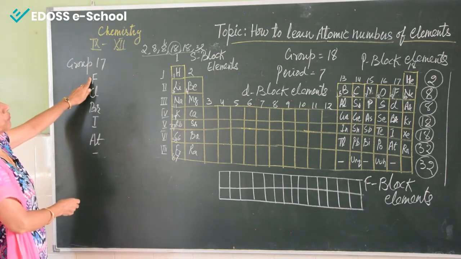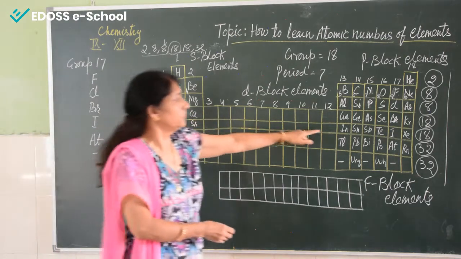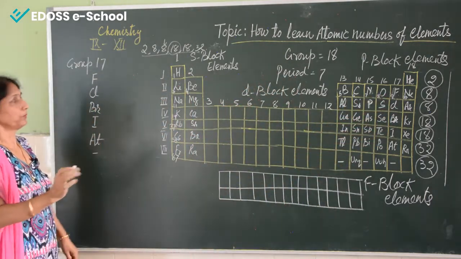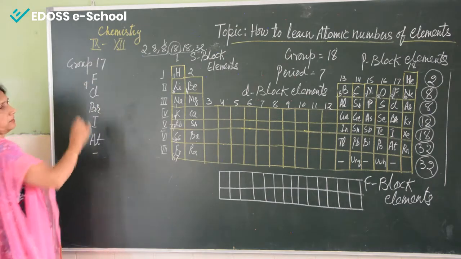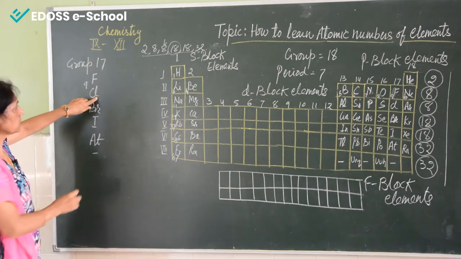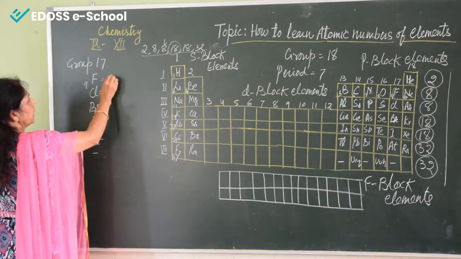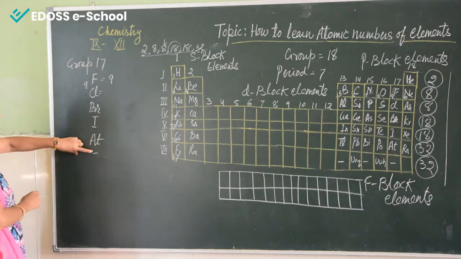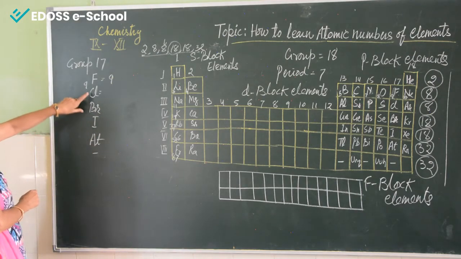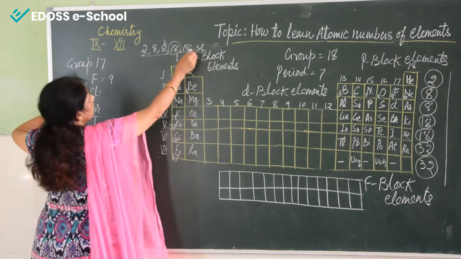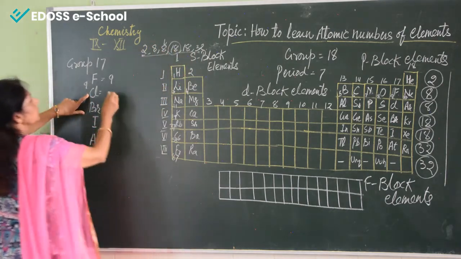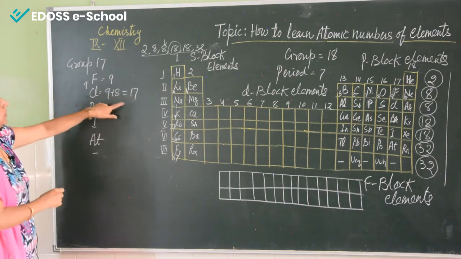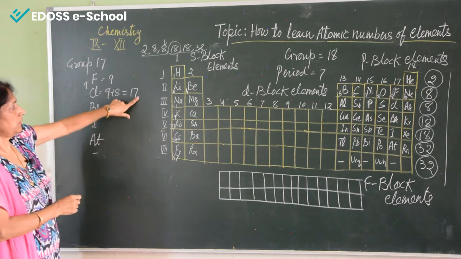Now for fluorine, we must first know its atomic number. So it has atomic number 9. So from here we count 1, 2, 3, 4 and 5. So 9 plus 8 is 17. So chlorine has atomic number 17.